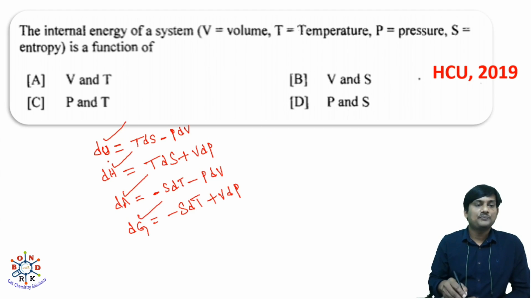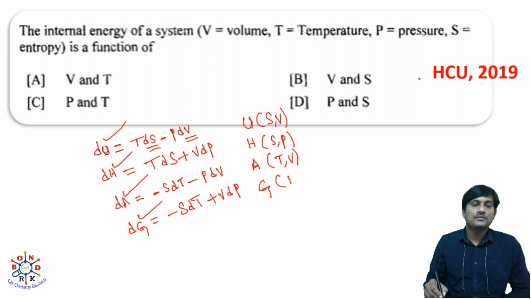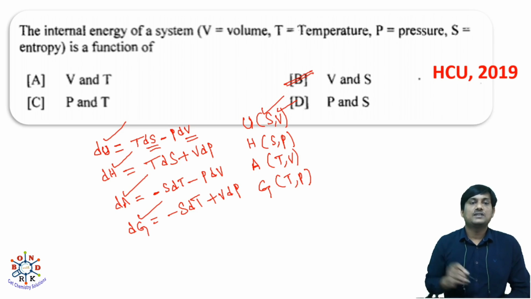Okay, let us take internal energy. This is the function of S and V. So U is a function of S comma V, and enthalpy is a function of S comma P, entropy and pressure, and Helmholtz free energy, that is A, is a function of T comma V, temperature and volume, and G is a function of T comma P, temperature and pressure. So internal energy, what is the option? Internal energy is a function of S and V. So B is the correct option.